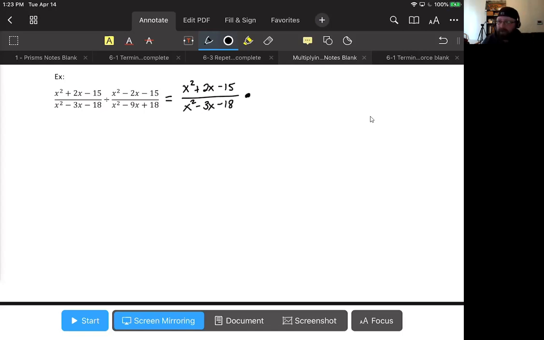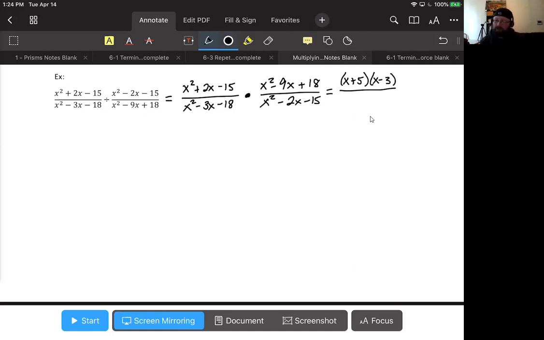Change division into multiplication, and flip the second fraction over, x squared minus 9x plus 18 over x squared minus 2x minus 15. All right, now we're going to factor everything. So for the top of our first fraction, we're looking for two numbers that multiply to negative 15 and add to positive 2. That would be x plus 5 and x minus 3.